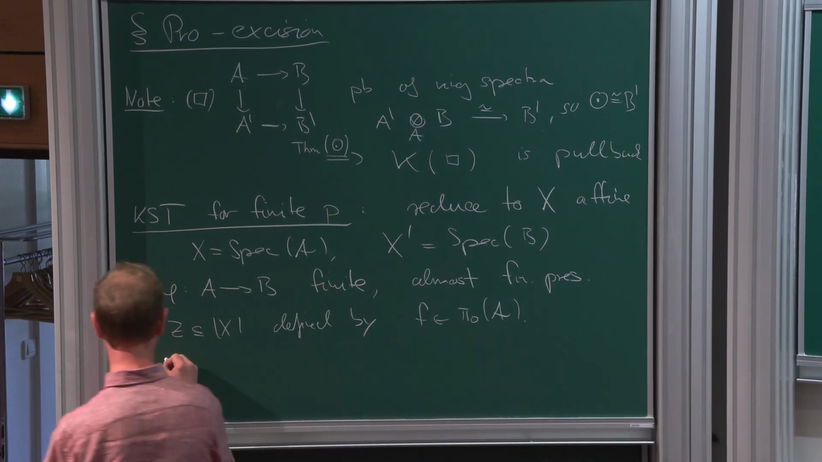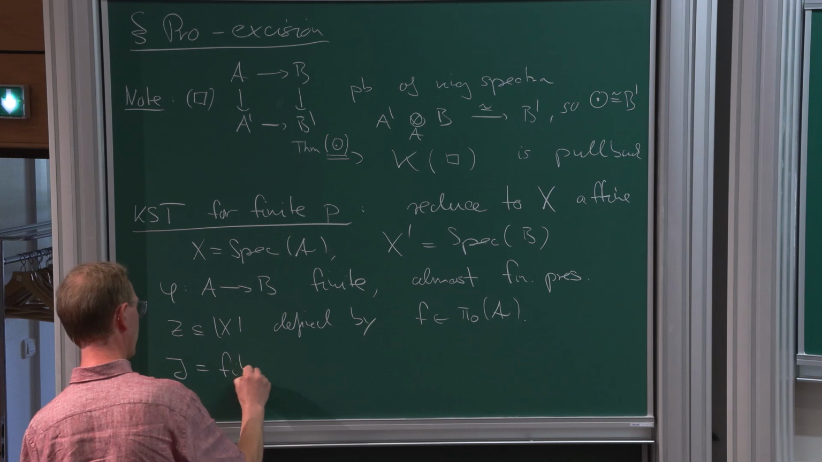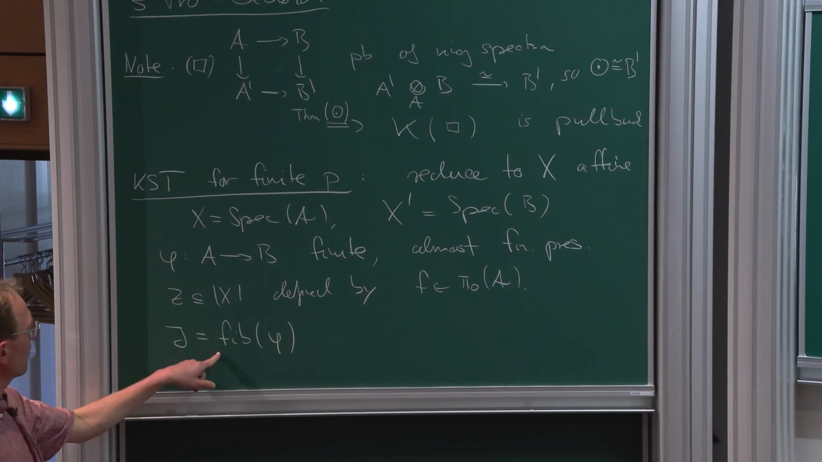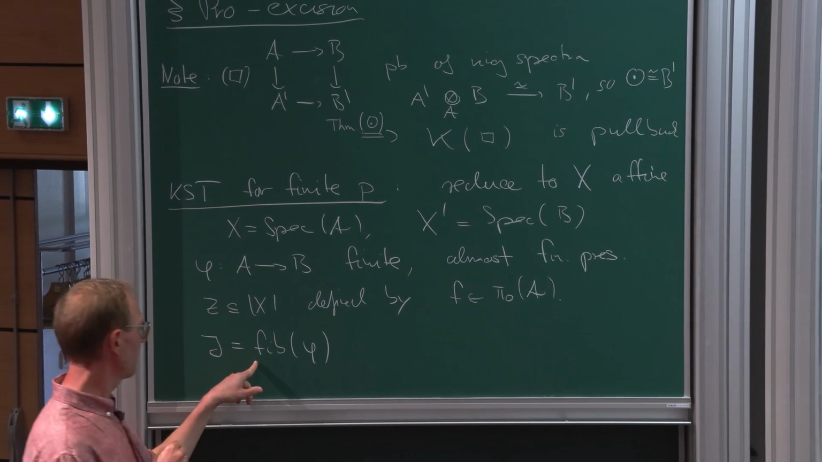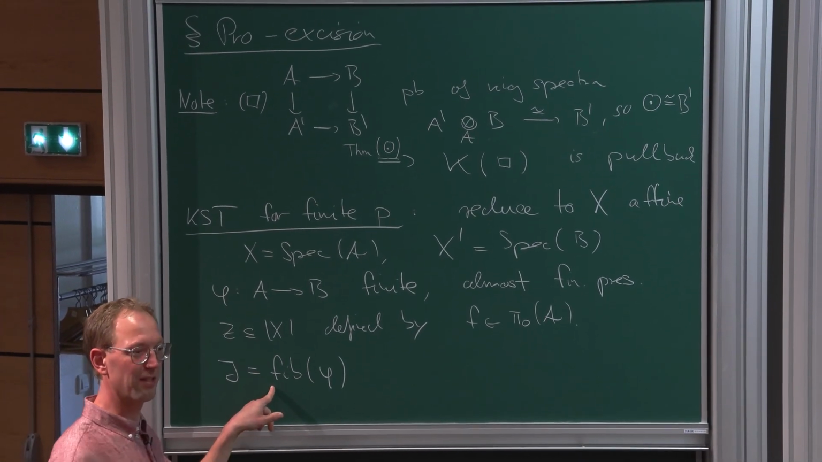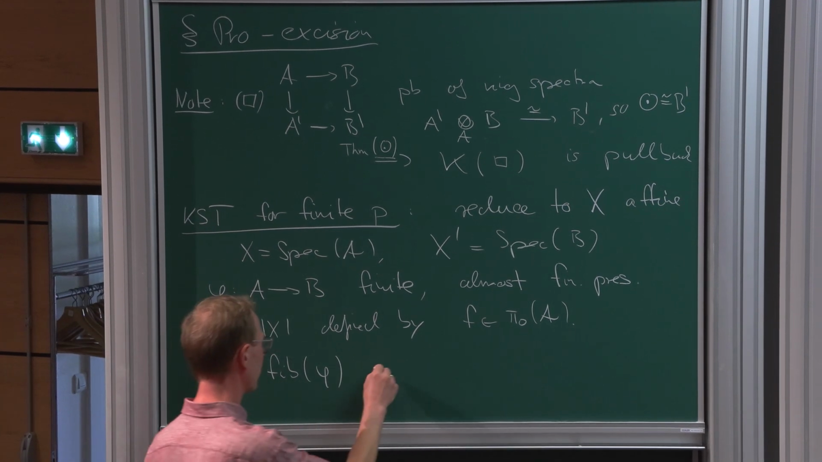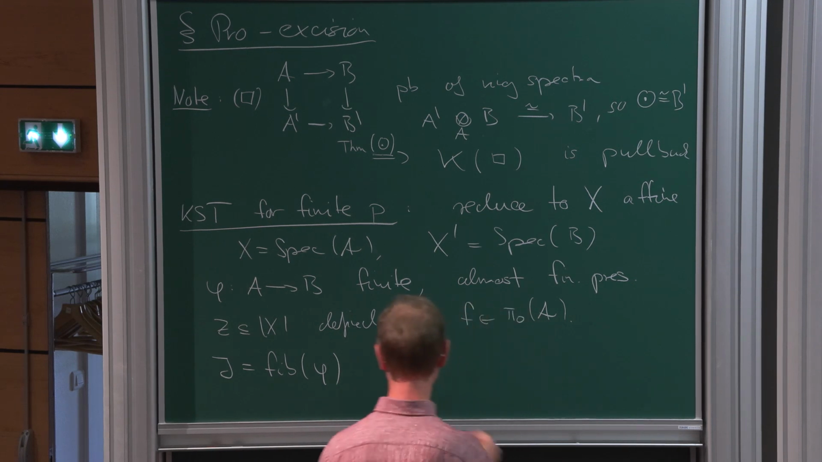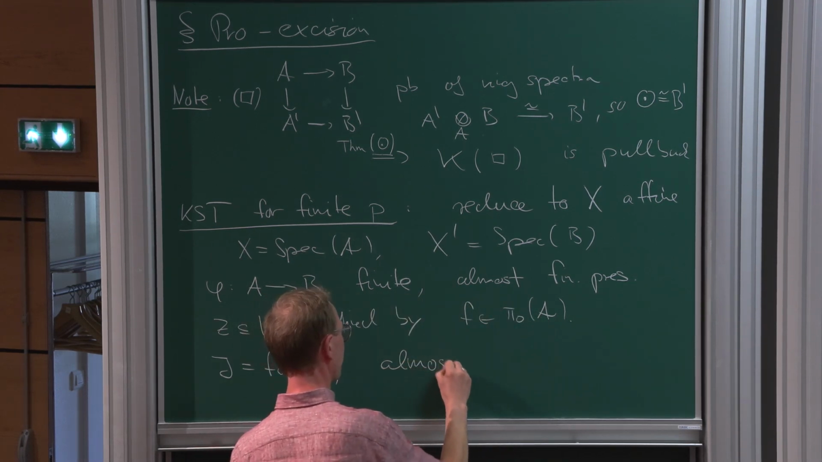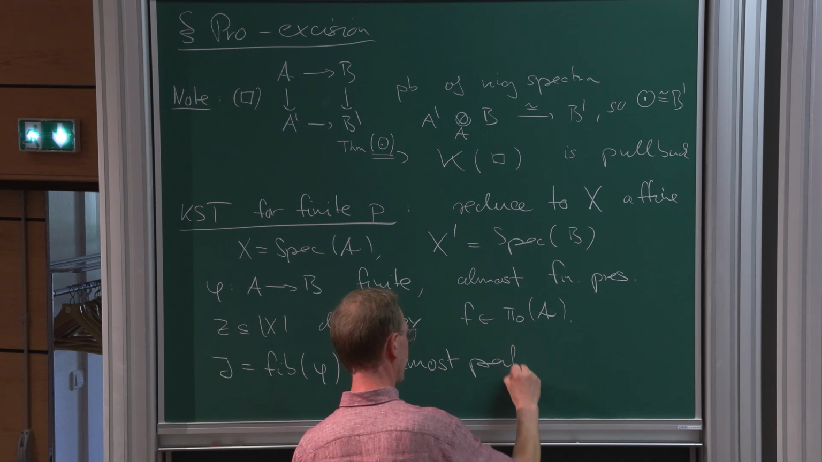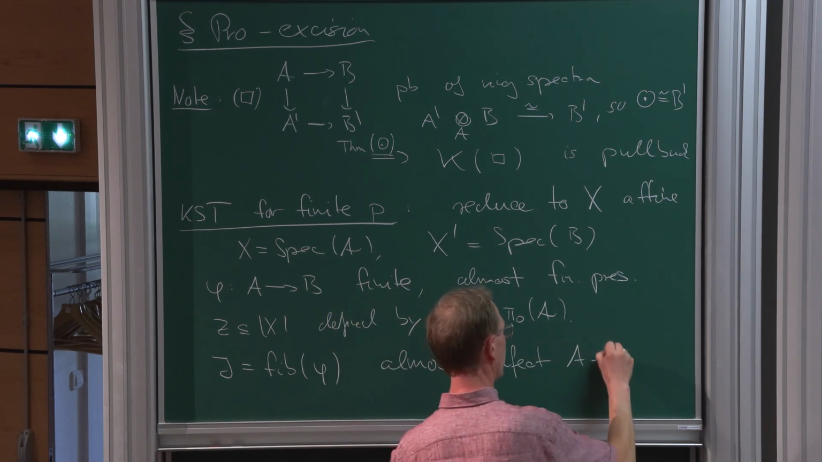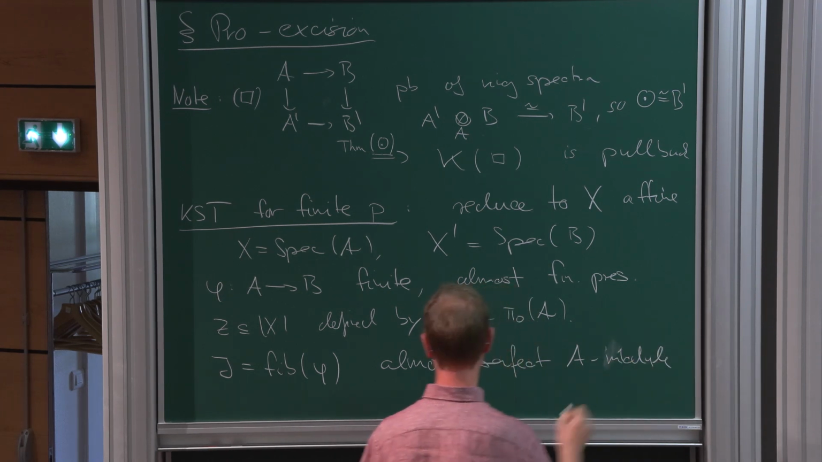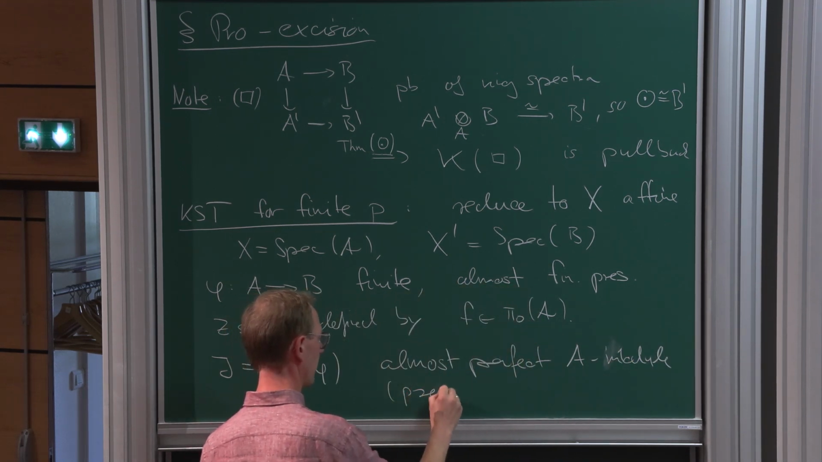Let's write J for the fiber of this map phi from A to B. One can prove that this is in fact an almost perfect A-module, or pseudo-coherent.